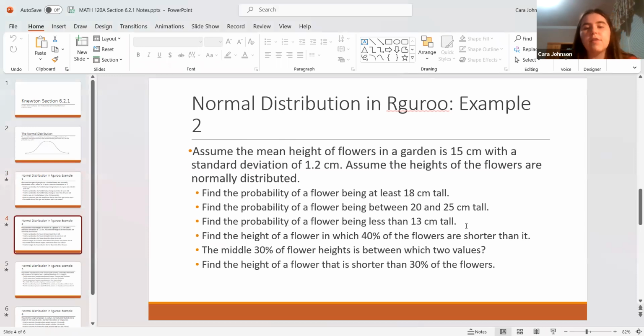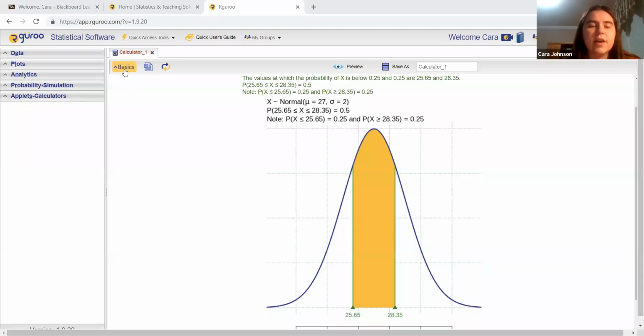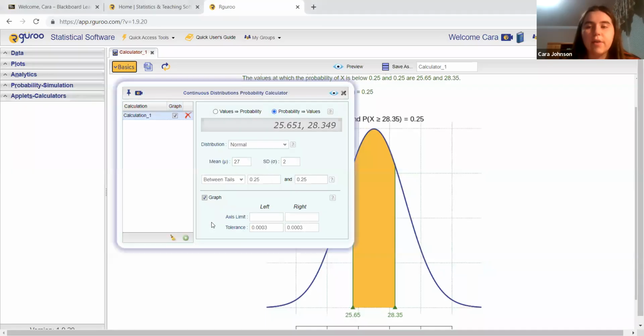All right, so this is the next one we're doing. Very similar questions, slightly different wording, that's all. I'm going to stop my share here and go to Rguroo, and we're going to go through all these 6 questions again. We can continue to edit just by clicking on basics here, rather than going through the whole process from the beginning again.